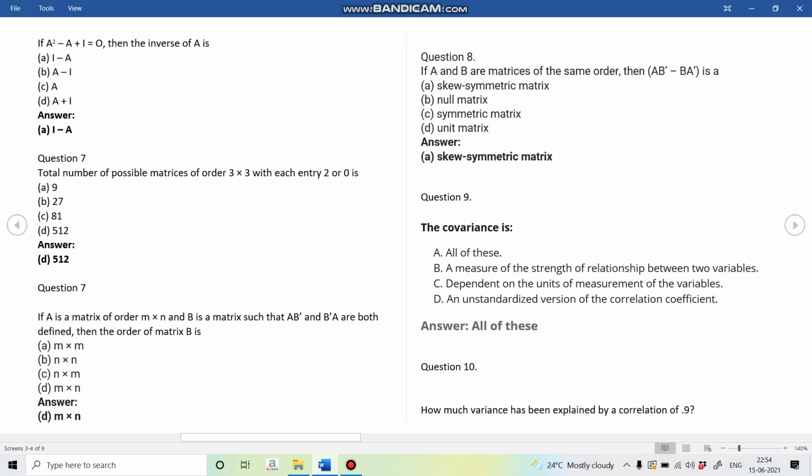Question number 7. Total number of possible matrices of order 3 by 3 with each entry 2 or 0 is, the answer is 512. Total number of possible matrices of order 3 means 3 rows and 3 columns.